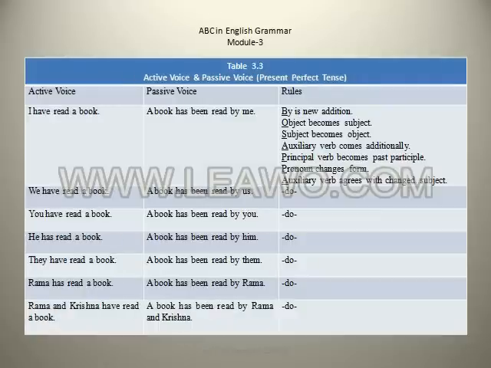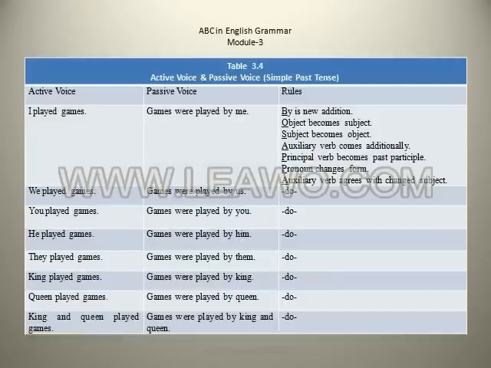Table 3.3. How to convert active voice of present perfect tense into passive voice is shown in this. Table 3.4. How to convert active voice of simple past tense into passive voice is shown in this.